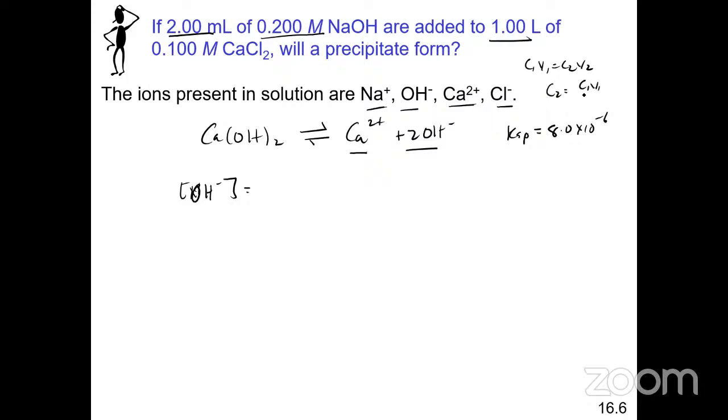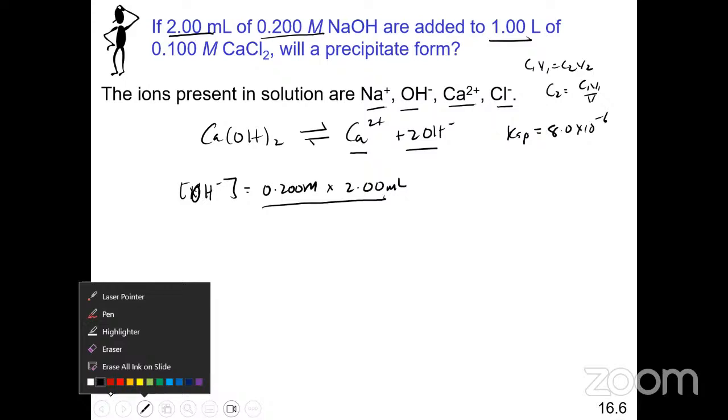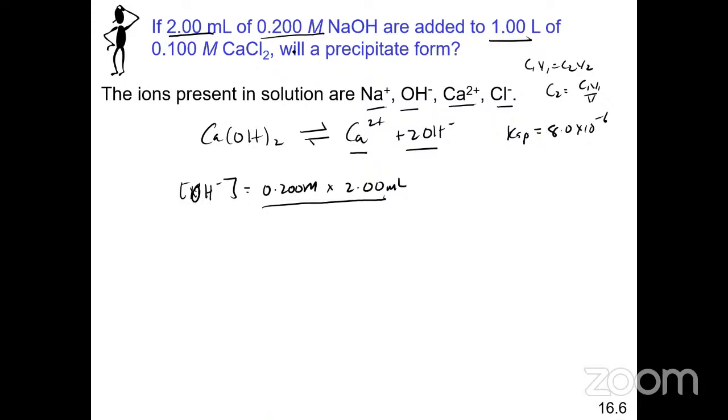So that would be equal to C1V1 over V2. C1 would be the initial concentration of the sodium hydroxide, which is 0.200 M, times V1, which is the initial volume, which is 2.00 milliliters. And the final volume is going to be the sum of the 2 milliliters here and the 1.00 liters here, right? So 2 milliliters is the same as 0.002 liters.